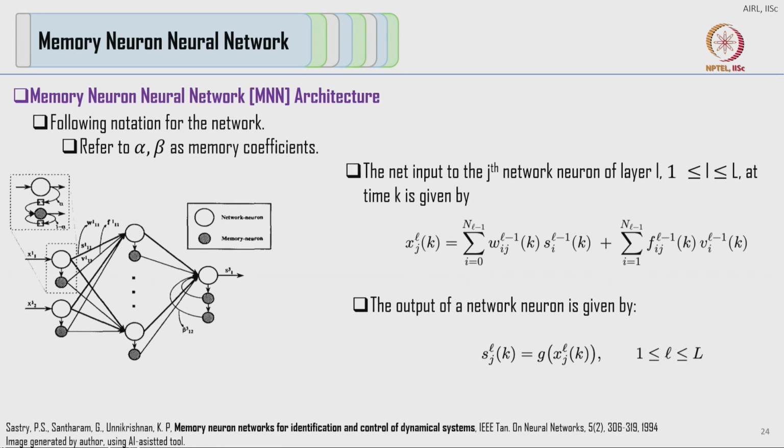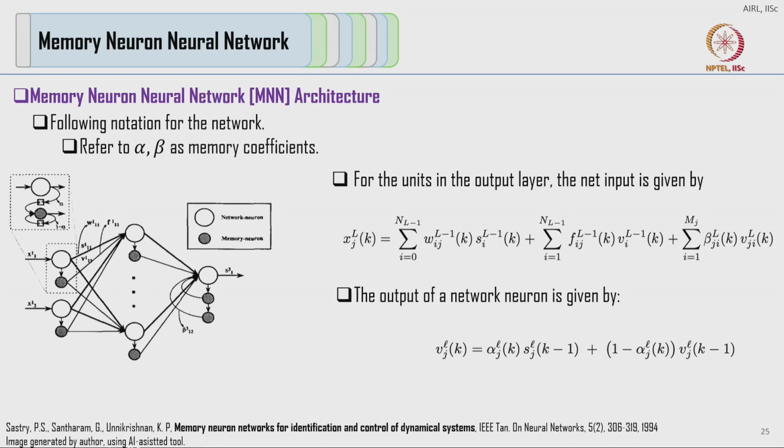Now, just to summarize, if I am expanding beyond 2 inputs to multiple inputs and multiple layers, this is how we will do it: X_L of k, going from 0 to L minus 1. This corresponds to the network neuron, this corresponds to the memory neuron. We sum all of this, pass it through an activation function, and get G. This can be computed for all the layers from 1 to L.